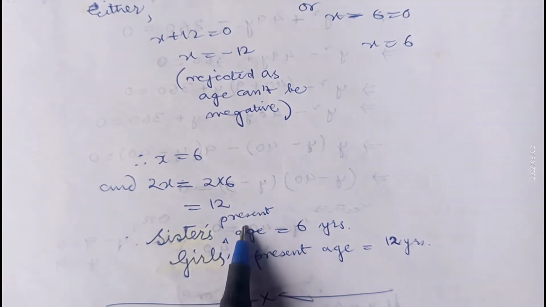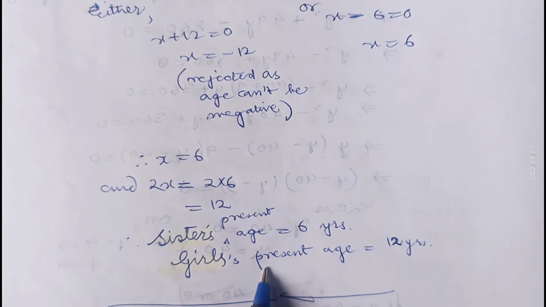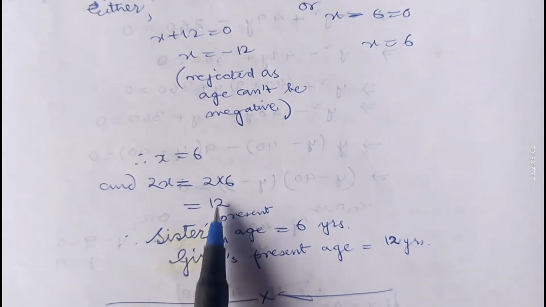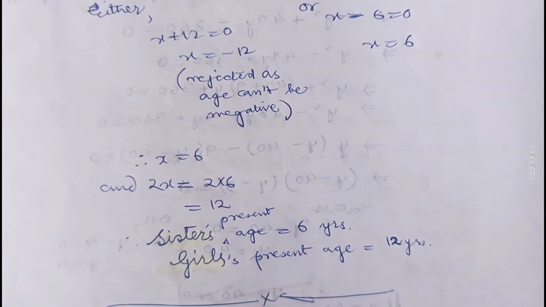Therefore, sister's present age is 6 years because we have considered sister's present age to be x years and girl's present age is twice x years, and twice x is 12. Therefore, girl's present age is 12 years. That's the answer. Question number 4.